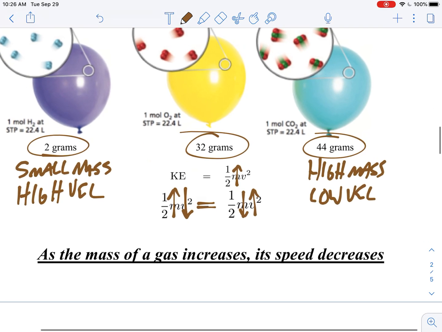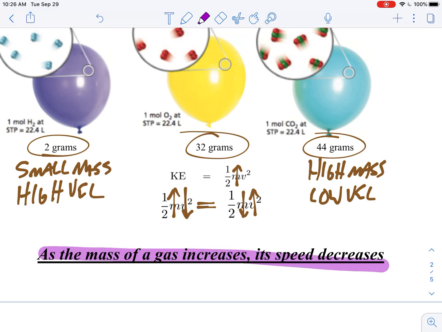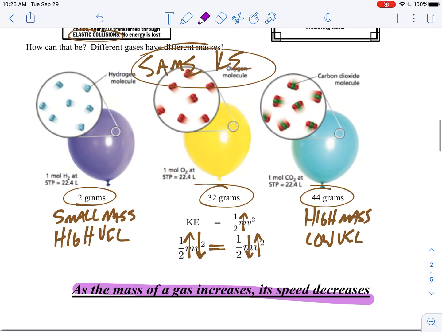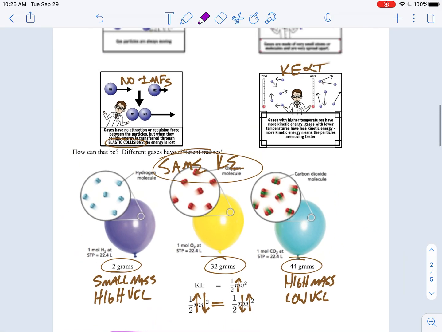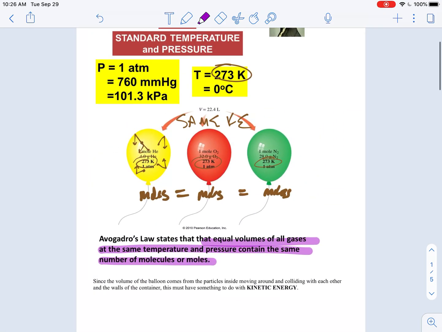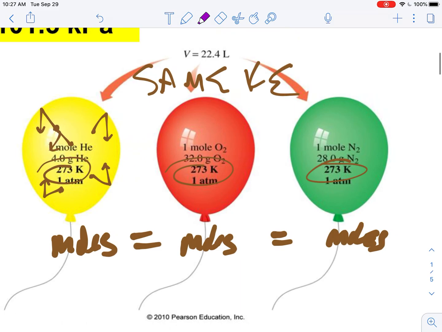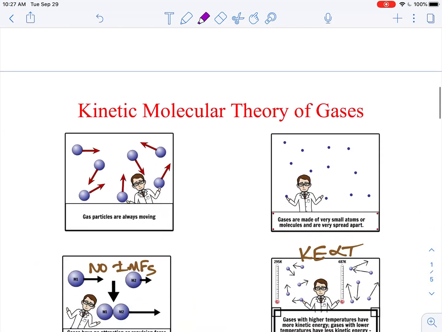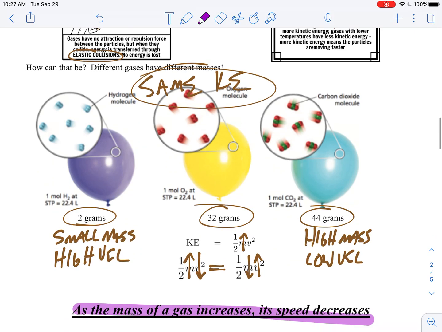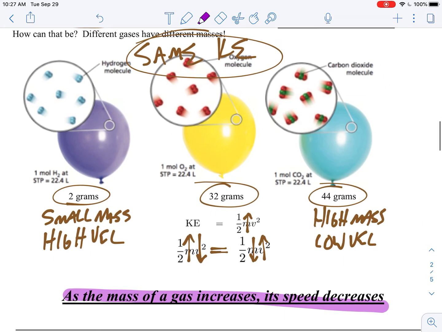So basically, as the mass of a gas increases, its speed decreases. All of that can logically come from Avogadro's experiment back in the day, noticing that a mole of any gas occupied 22.4 liters. And all of this comes from the idea here that the kinetic energy of a sample has to be the same if you are under the same conditions of temperature.